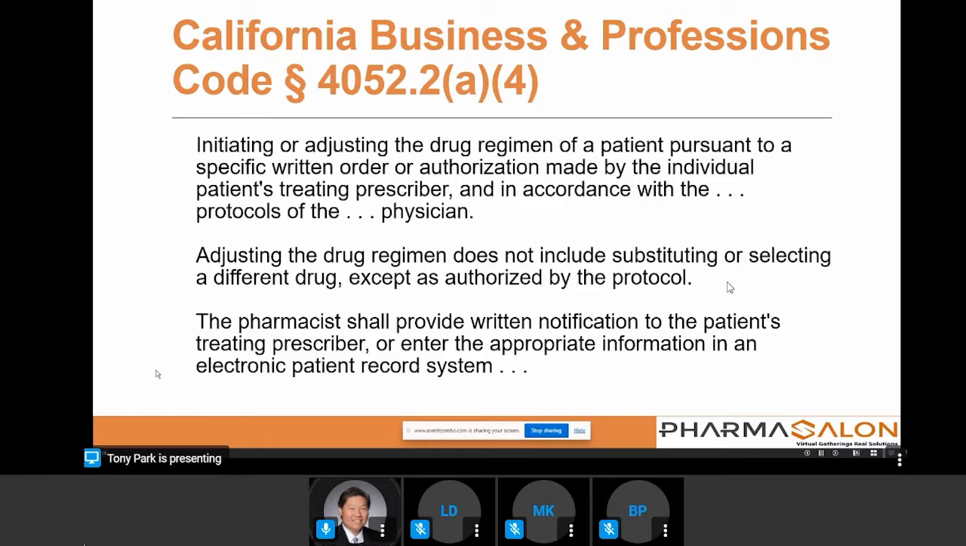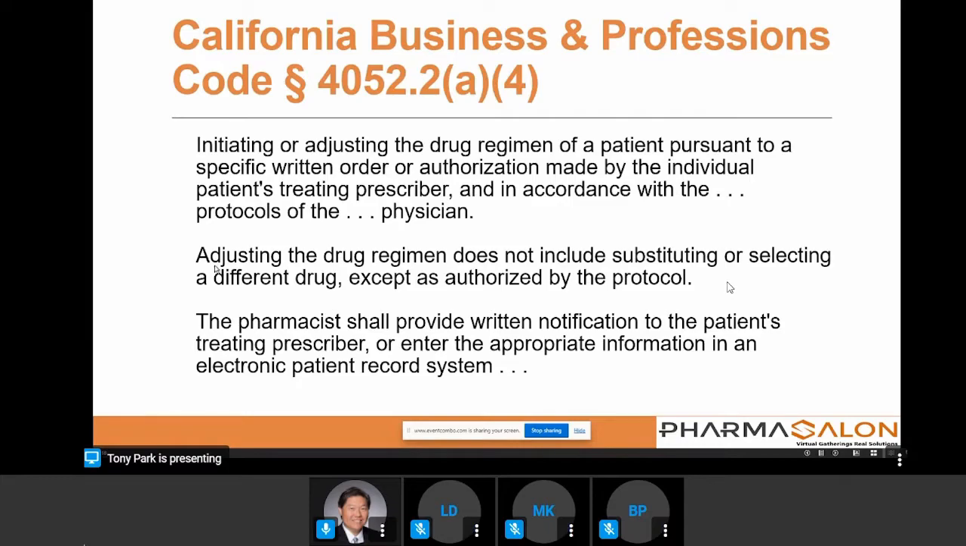Furthermore, the code sections talk about more details on exactly how to initiate or adjust drug regimens. It talks about a specific protocol that says the pharmacists are allowed to initiate a drug therapy, obviously pursuant to a written prescription order or an authorization made by the individual's treating prescriber, or rather, in accordance with the protocols of the physician. So this is the first section that kind of opens the door for the possibility of something unique, a little bit novel as compared to traditional physician and pharmacist relationships.